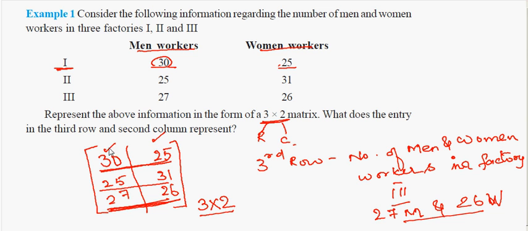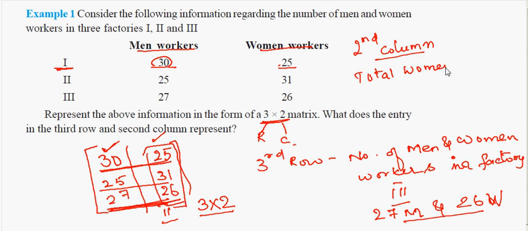Second column. So this is the first column and this is the second column. It is nothing but all the number of women. So the second column is nothing but the total women workers working in the 3 factories. It includes the first, second and third factories. So I hope you have understood how to interpret from the following matrix.